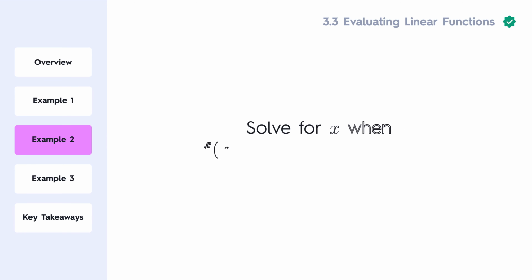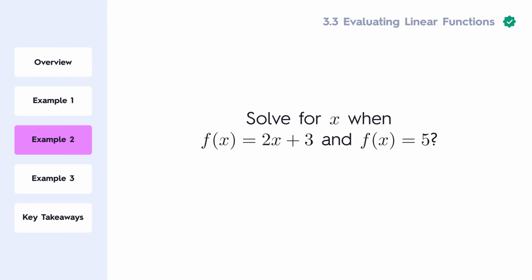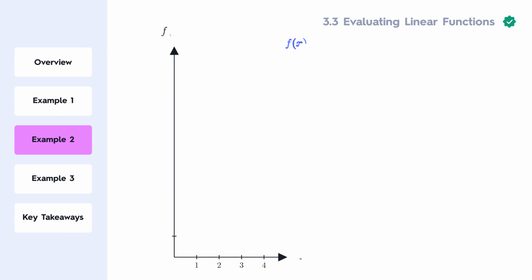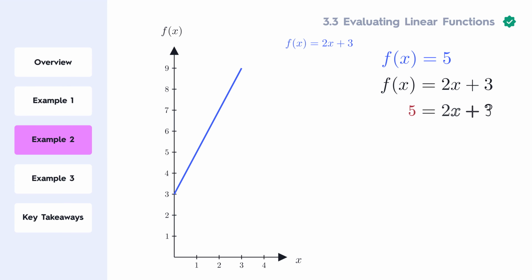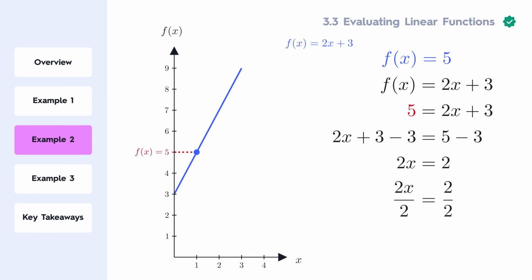Now, moving on to the next example, we have f of x equals 2x plus 3 and f of x equals 5, and we need to find the value of x. To find x, let's begin by replacing f of x by 5 in the equation. Let's substitute that into the equation. Now, let's subtract 3 from both sides of the equation and divide both sides by 2. So, when f of x is equal to 5, the value of x is 1.